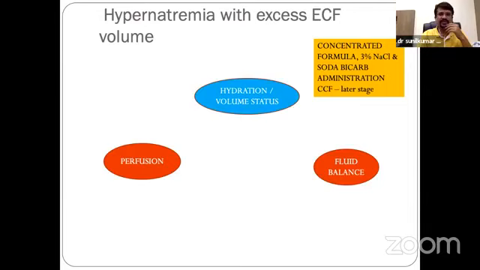Then hypernatremia with excess of ECF volume. So this happens where the sodium and water levels both are increased. So here the etiologies can be because of the usage of excess 3% NS, sodium bicarbonate, or concentrated formulas. And even in CCF late stages, there can be hypernatremia with the excess of ECF expansion. So here the volume status is expanded, fluid balance positive, the baby gains weight, and perfusion can be normal, but in CCF perfusion can be compromised, except for CCF.